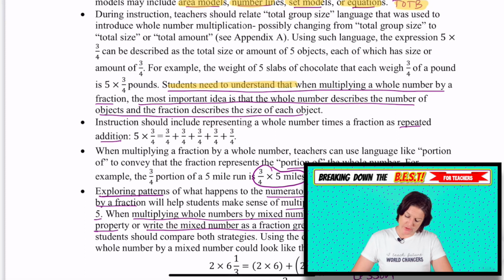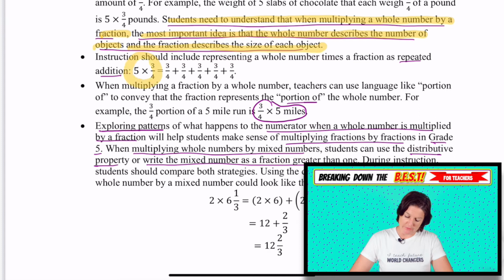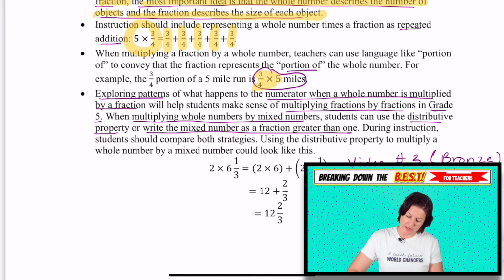It says that students need to understand that when multiplying a whole number by a fraction, the most important idea is that the whole number describes the number of objects and the fraction describes the size of each object. So here, like 5 times 3/4, we have 5 groups of 3/4. But when we're flipping it around to multiply 3/4 times 5, it's helpful to think about it as the portion of, like it says right here, 3/4 portion of 5 miles.